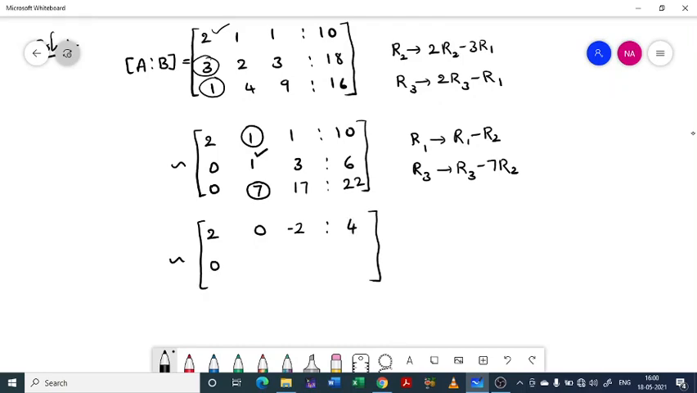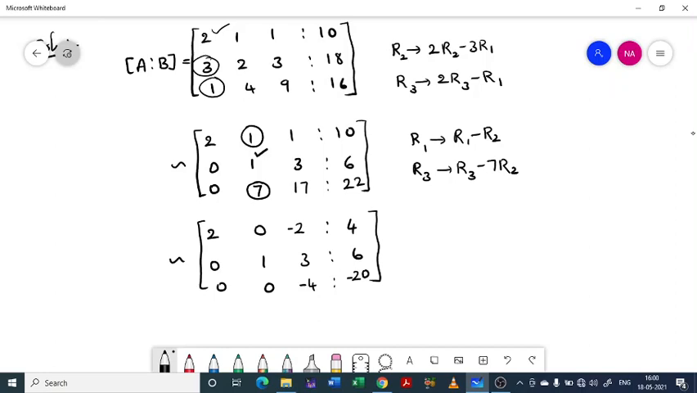Then second row, we are not applying any operation on this row, this will be as it is. Third row 0, 7 minus 7 is 0, 17 minus 7 into 3, it will be minus 4. Then 22 minus 7 into 6, so get minus 20, that is 22 minus 42.